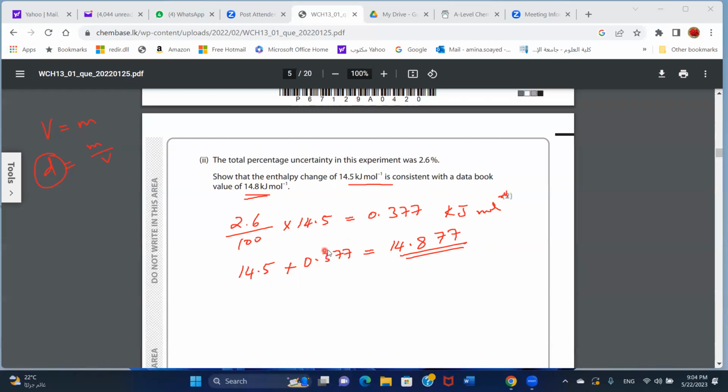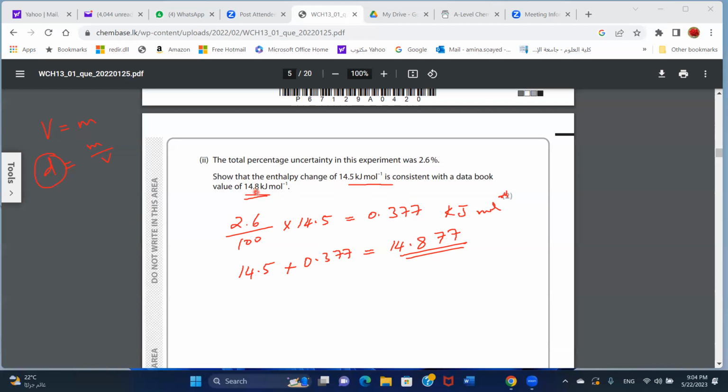Do you understand what I mean, or would you like me to explain it once more? Yes, Miss, I understand it, but the first part I'm confused. Why did we multiply by 14.5? Because this is what you get experimentally. This is what is found in the data booklet. And the percentage uncertainty is on the experimental part, not on what is found in the data booklet.